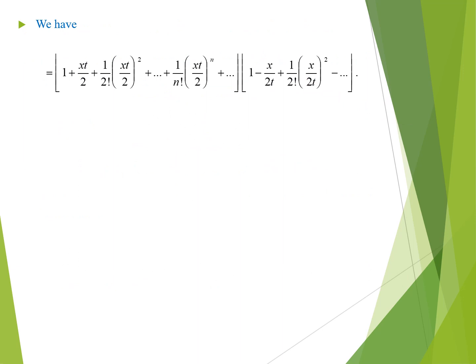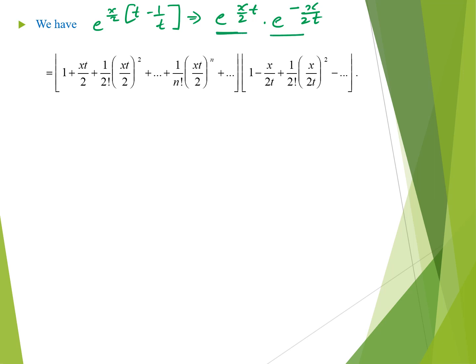So we have the term e to the power x by 2 (t minus 1 by t). Then we can say that this is equal to e to the power xt by 2 into e to the power minus x by 2t. These are the two exponential series.